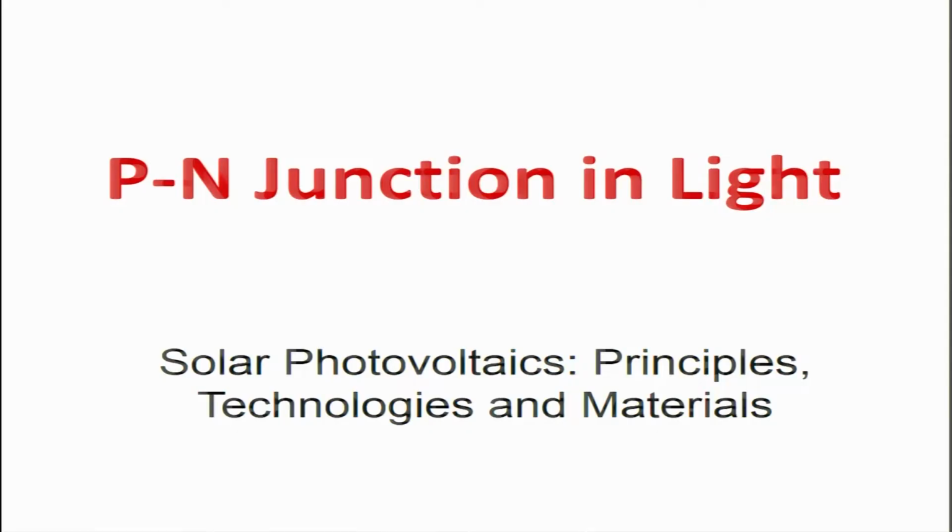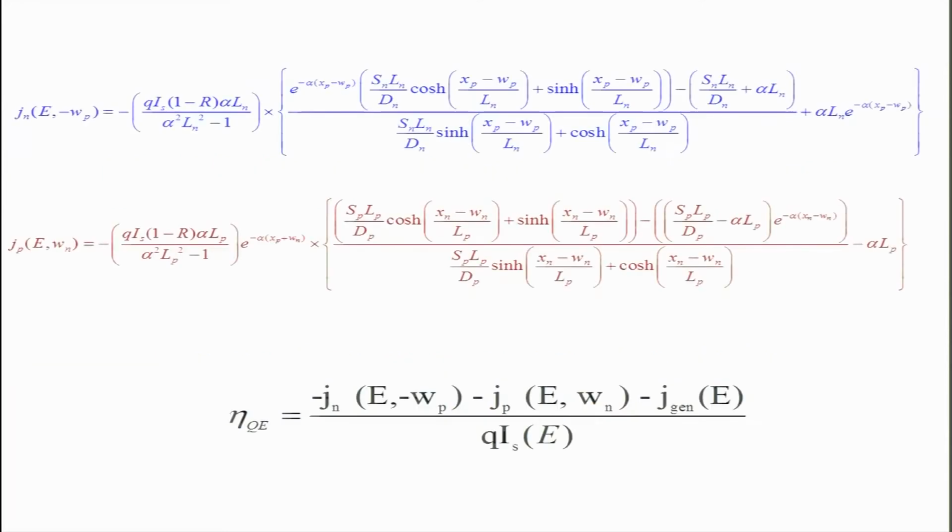So, now we are going to further analyze this. If you just look at those equations, the Jn and Jp equations, you can see the current sign is negative. You have this Is term, and there are other factors with respect to your surface recombination velocity, diffusion lengths, and coefficient of absorption, etc.